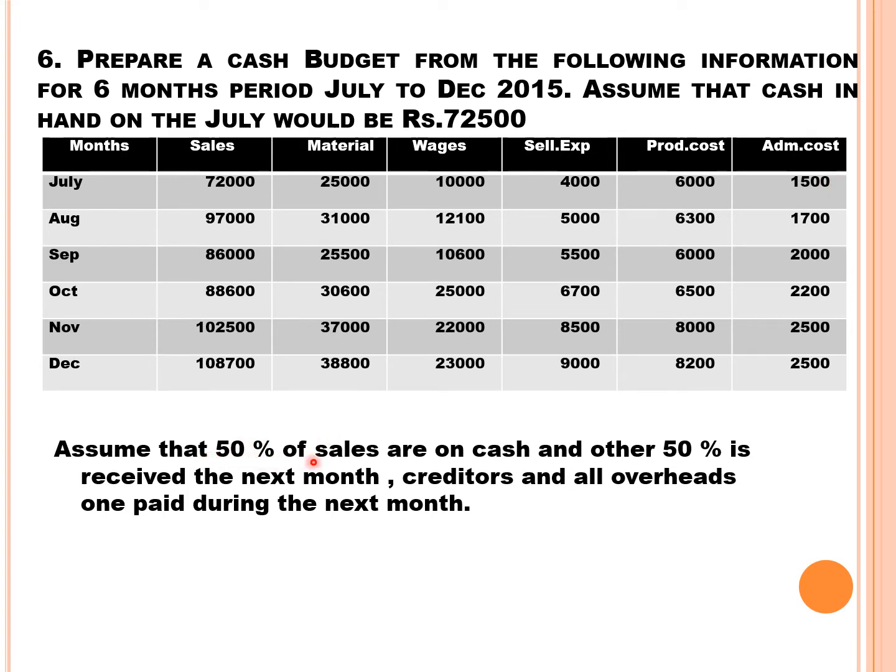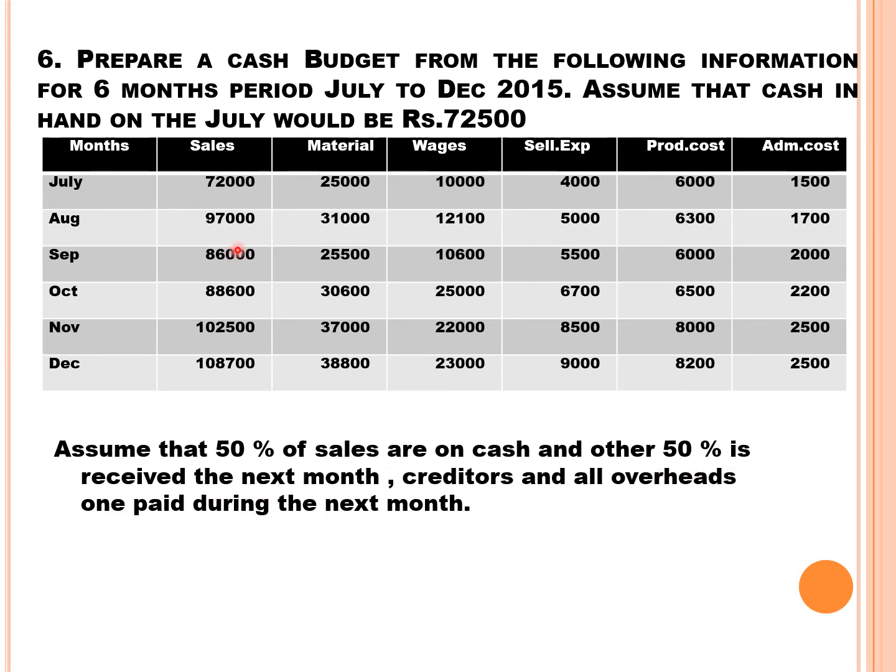Assume that 50% of sales are on cash. So if 50% of sales are on cash, then the other 50% will be treated as credit. So half of sales are cash and half of sales are credit. Assume that 50% of sales are on cash and the other 50% is received the next month.